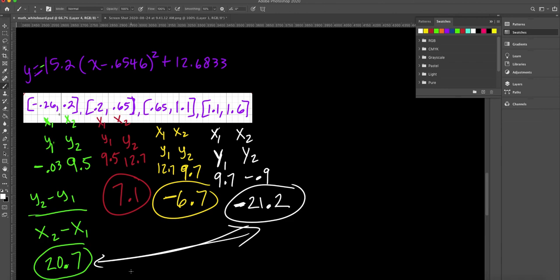And that's all we need to do. So we describe the average rate of change using an equation of our data.